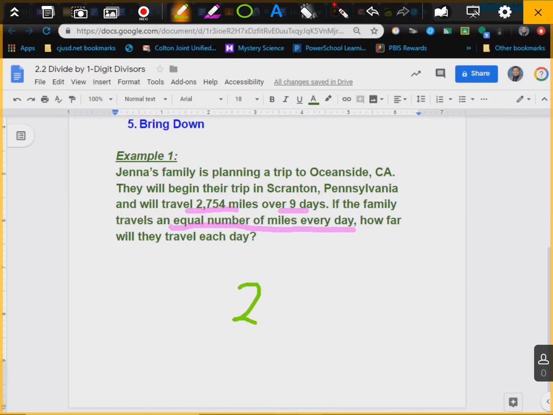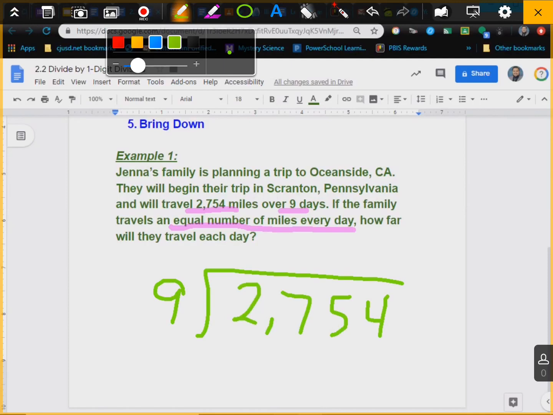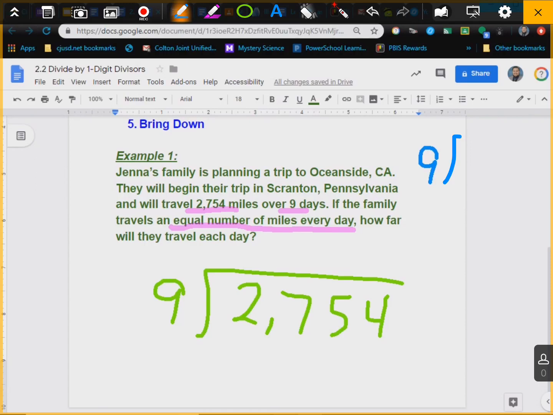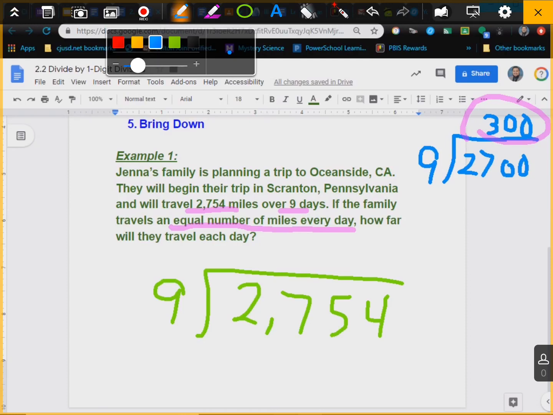So our dividend is 2,754, and our divisor is 9. So let's go ahead and go through it. First off, let's check with an estimate. I know 9 can go into 2,700 300 times because 27 divided by 9 is 3. So 2,700 would be 300. So knowing that estimate, I know that there's going to be 3 digits, and it's probably going to be in the 300s. So let's go ahead and solve it.